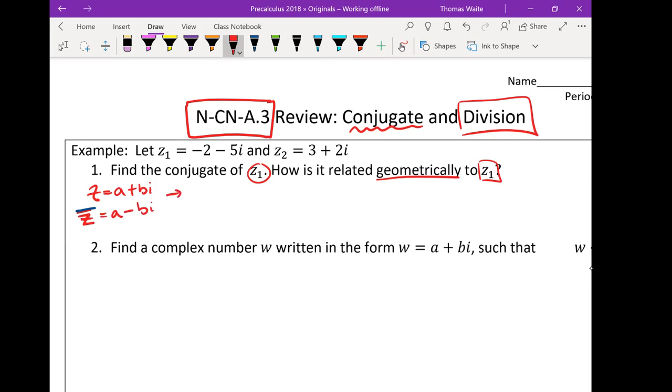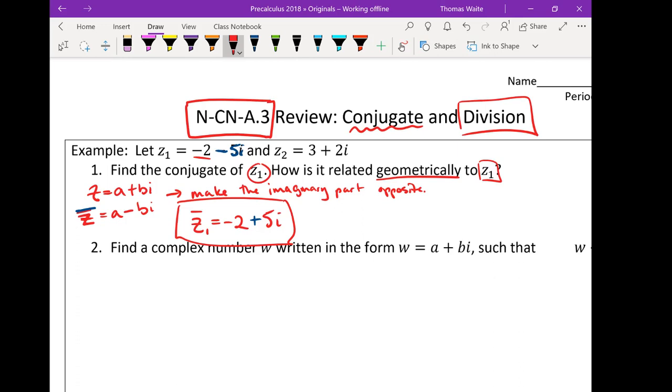It just means make the imaginary part opposite. So looking for the conjugate of z1, the real part stays the same. A stays as a, so negative 2 is our real part, so negative 2 will still be our real part. The only thing that changes is the sign of the imaginary part. We originally had a negative 5i, and we're going to change that to a positive 5i. So that would be our conjugate.